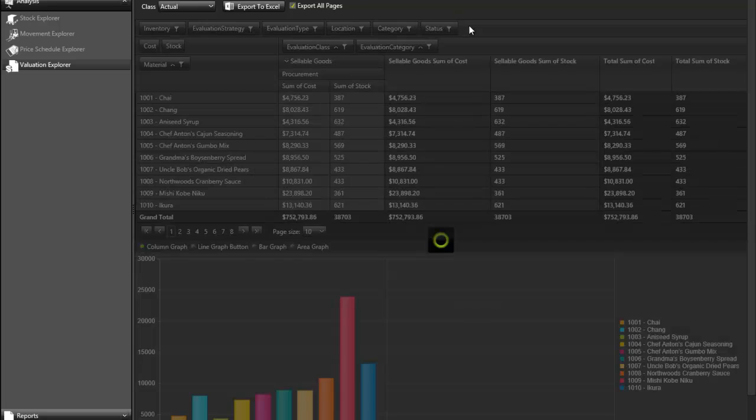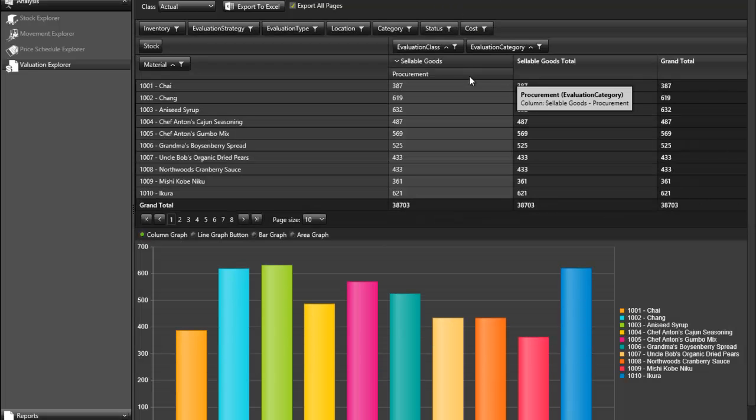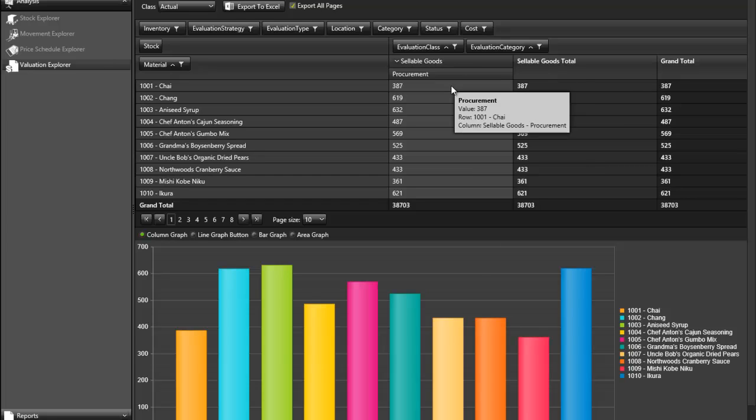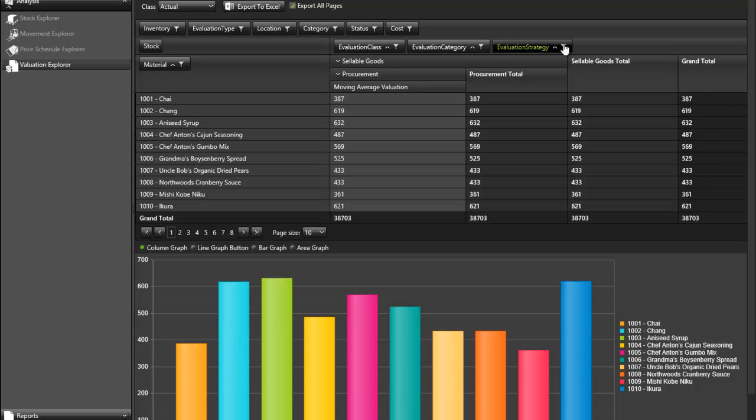So I can look at the actual quantity in stock or the value of the quantity in stock. Now I'm looking at the evaluation category, so for my sellable goods versus the other classes of evaluations that I have in the evaluation categories. I could also look at the evaluation strategy, how things are valued. I could add that to my matrix and get another view. So based on procurement or based on batch purity or the quality of the manufacturing process.